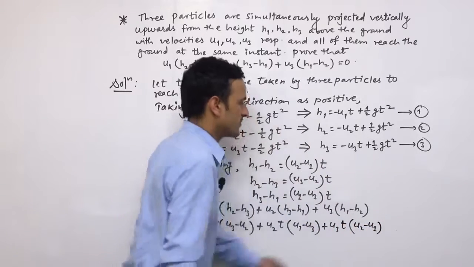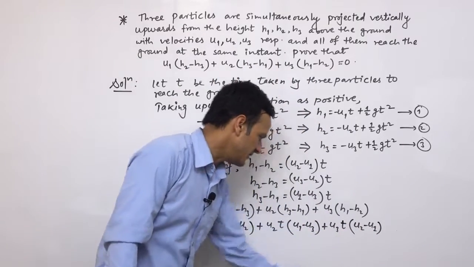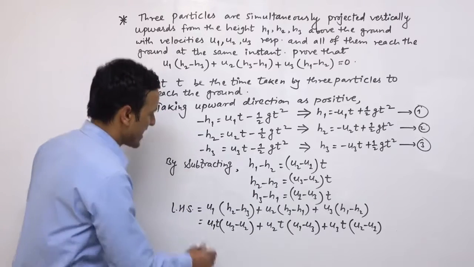So, we can write down t over here. Now, we can multiply all terms. Now what will happen now?